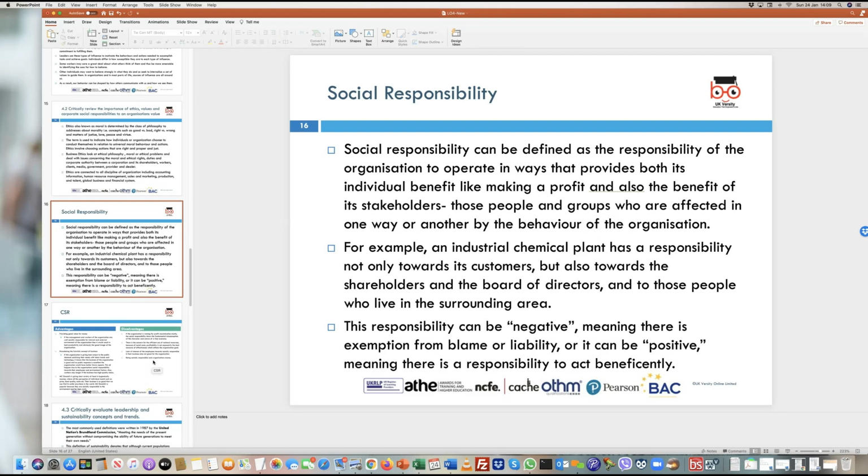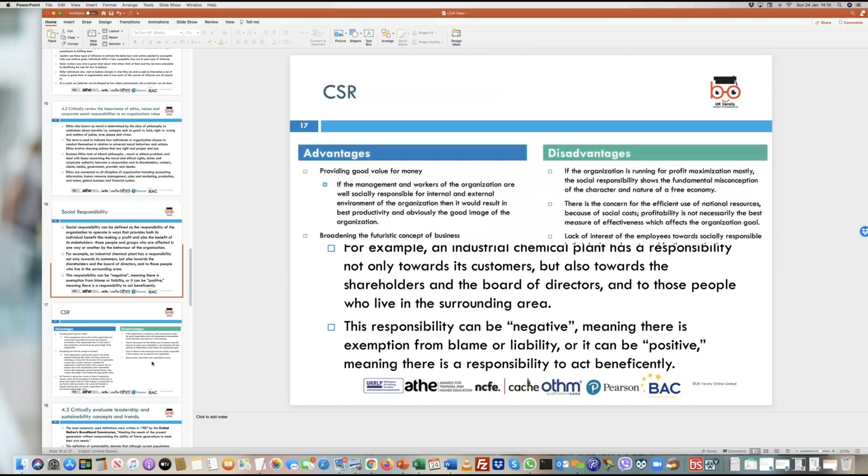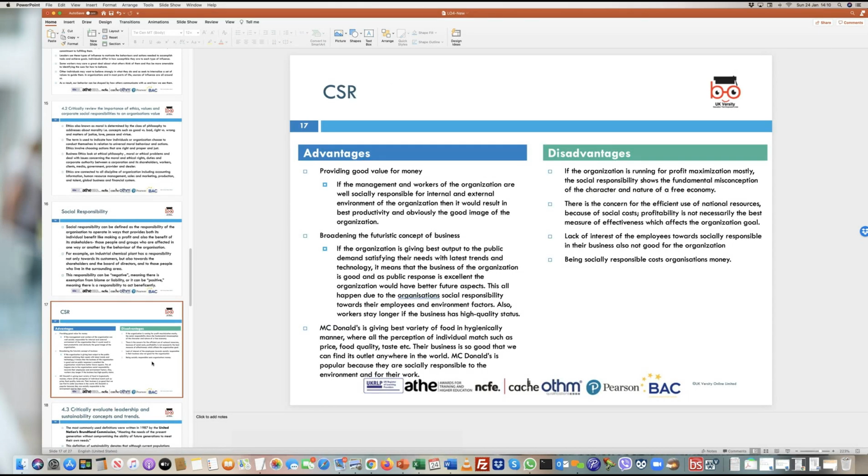It could have a negative impact in terms of the company being levied with fines, or in some cases, even consumers not taking up their products or shunning their products because they are failing to show any responsibility towards the environment.